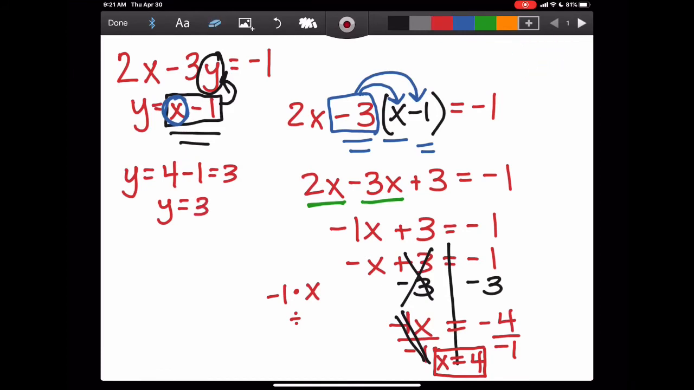So I have my x is equal to 4, and my y is equal to 3, and my ordered pair will be 4, 3. Now that is the substitution way to solve these type of problems.